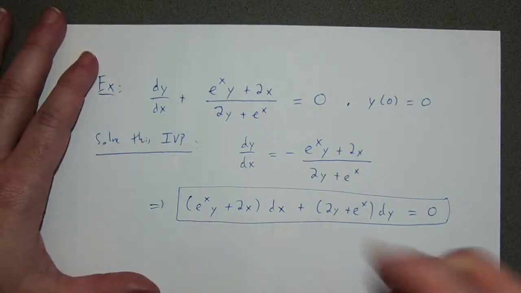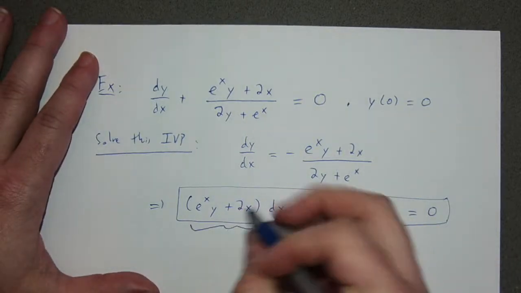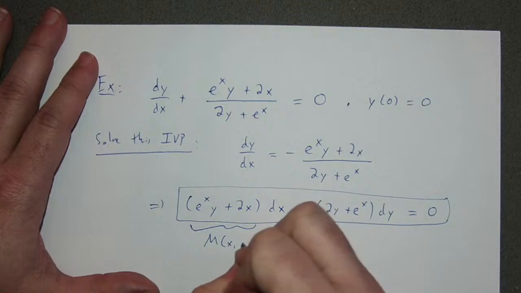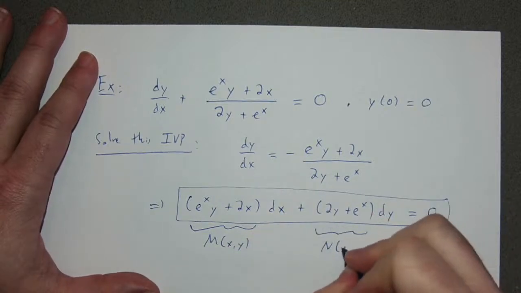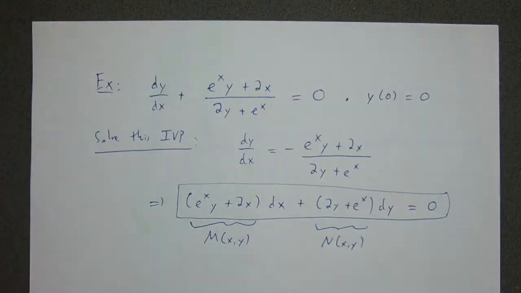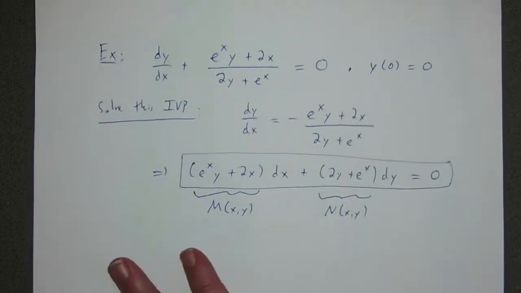So then the thing multiplying dx, that's my m of x y. The thing multiplying dy is my n of x y. And the first thing I do to make sure that what I'm doing has hope of working is I check the exactness condition.